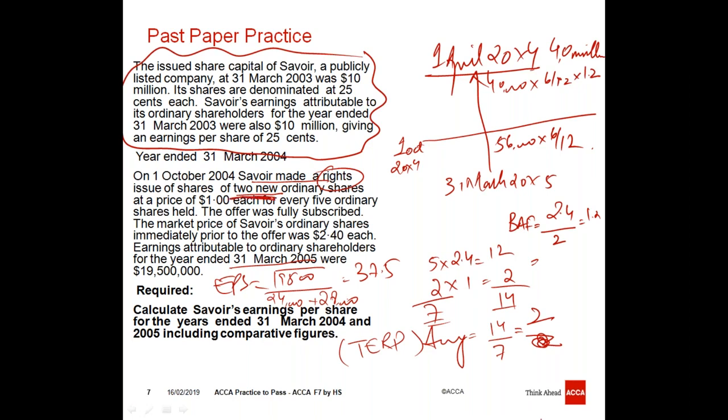Now, the company has actually issued right shares of 2 for every 5 held. So 40,000 into 2 upon 5 will be 16,000. So we have added these two values. So 40,000 plus 16,000. So in the last 6 months, we have 40,000 previous shares and 16,000 new right shares. So this is how we have calculated 56,000 for the last 6 months.